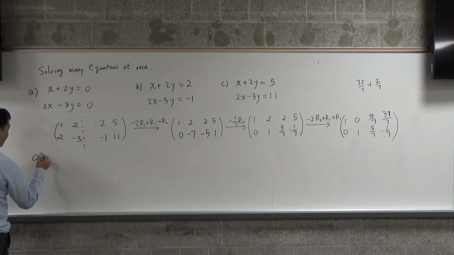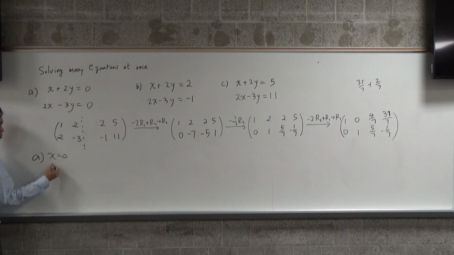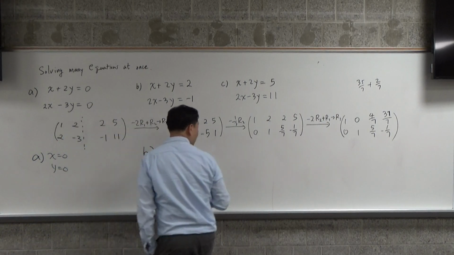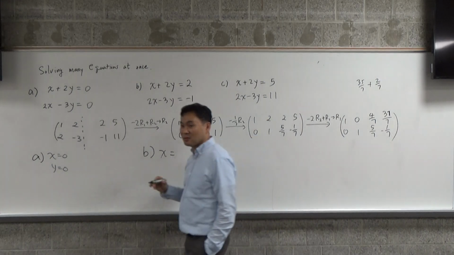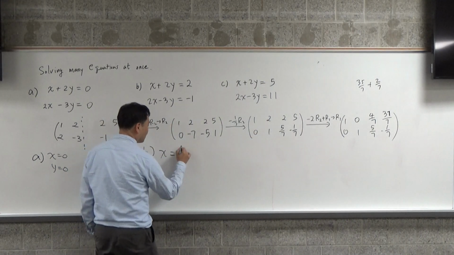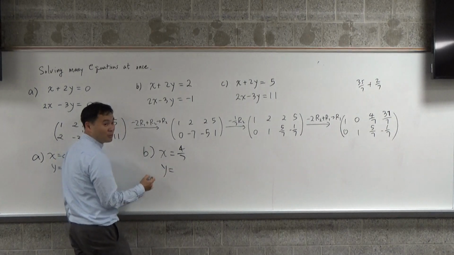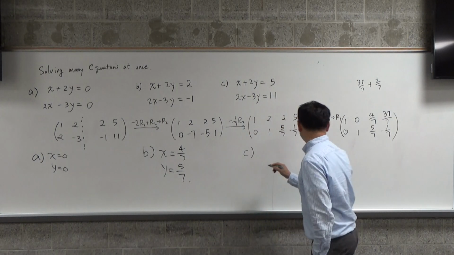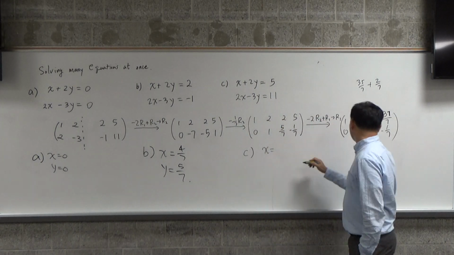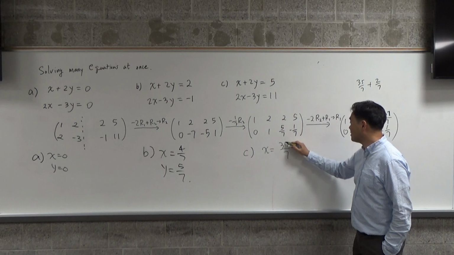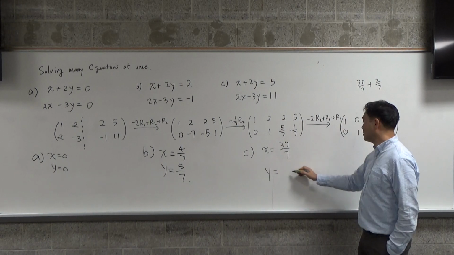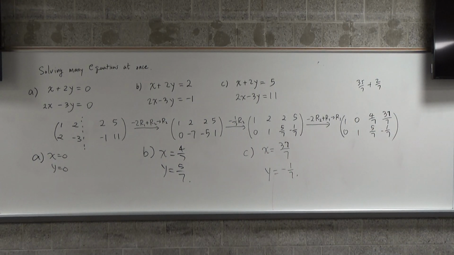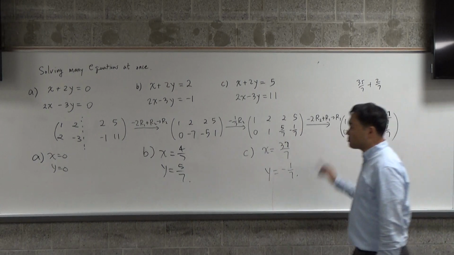So A should have what? X equals 0, Y equals 0, right? What's the answer to B? X equals 4 sevenths. Y equals 5 sevenths, right? What's the answer to C? X equals 37 over 7. Y equals negative 1/7. Done. So you solve all 3 at once.